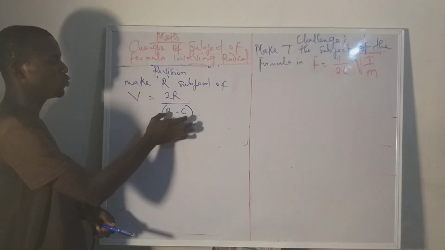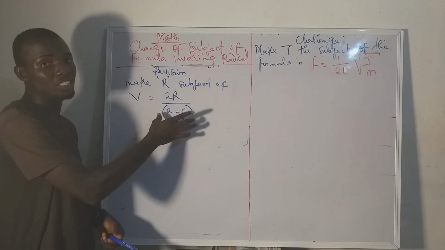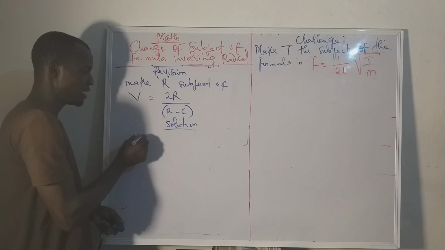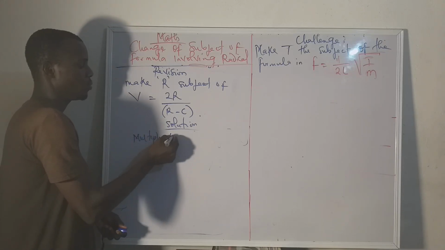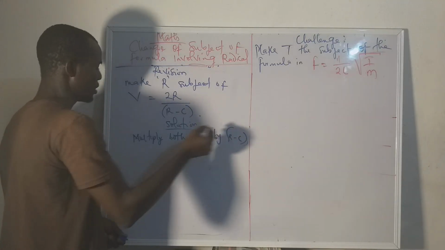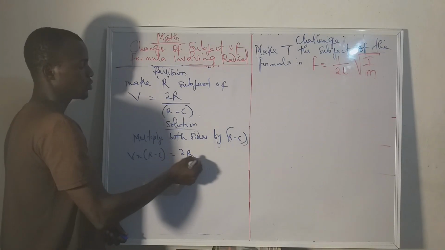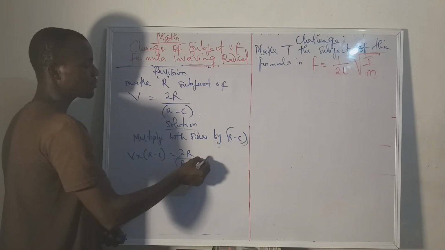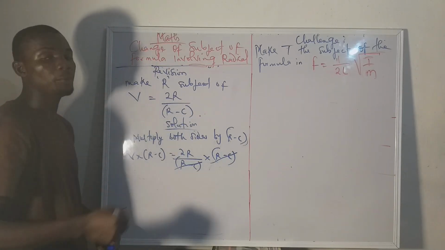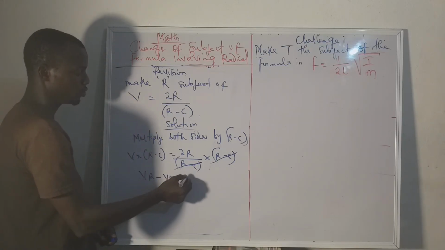Now to start with, we need to first of all eliminate this denominator, to clear it off. And how do we do that? We do the reverse of this by saying multiply both sides by this term under. So I'm going to say multiply both sides by r minus c, and this becomes v times r minus c equals this, so that you can clear them off. This one goes with this now, and then this becomes VR minus VC equals 2R.